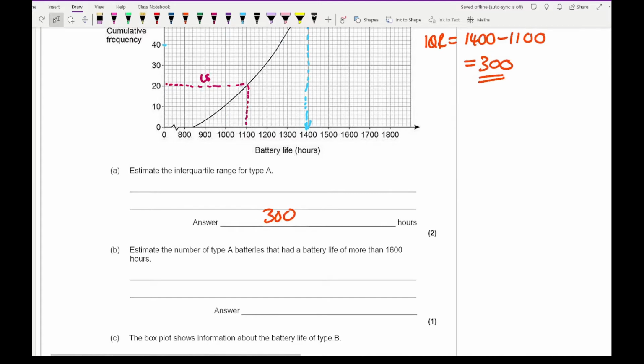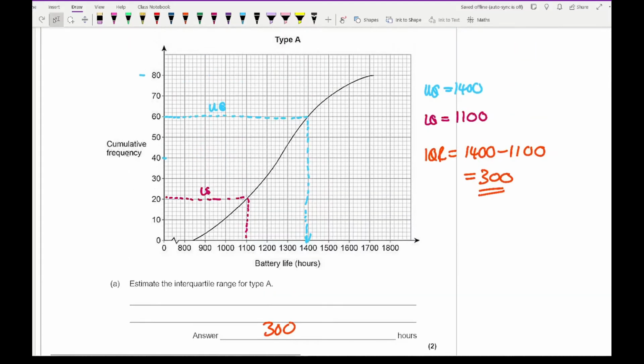It then says estimate the number of type A batteries that had a battery life of more than 1600. So for this, what I need to do is find 1600, and I plot up just like so. And then as soon as it hits the cumulative frequency graph, I then want to go across. Now remember that the cumulative values are that number or less, so this number here of 76, so 76 were 1600 hours or less.